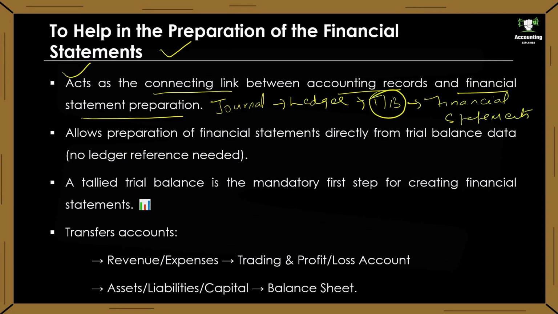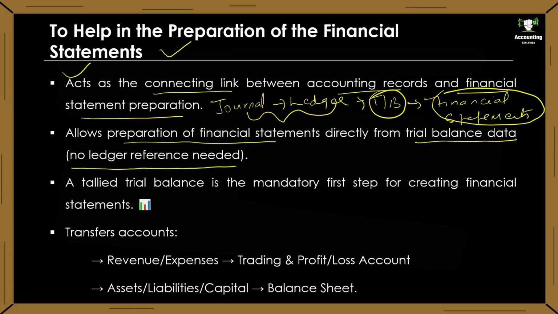So, trial balance acts as the connecting link between the accounting records and the financial statements. What are the financial statements? Trading and profit and loss account and the balance sheet. Next, it allows preparation of financial statements directly from the trial balance data. No ledger reference needed. So, you can prepare the financial statements directly from the balances available in the trial balance. No need to look into the ledger postings.